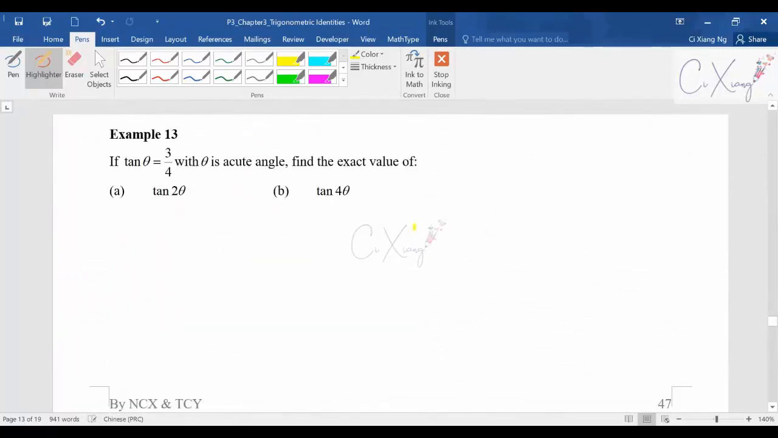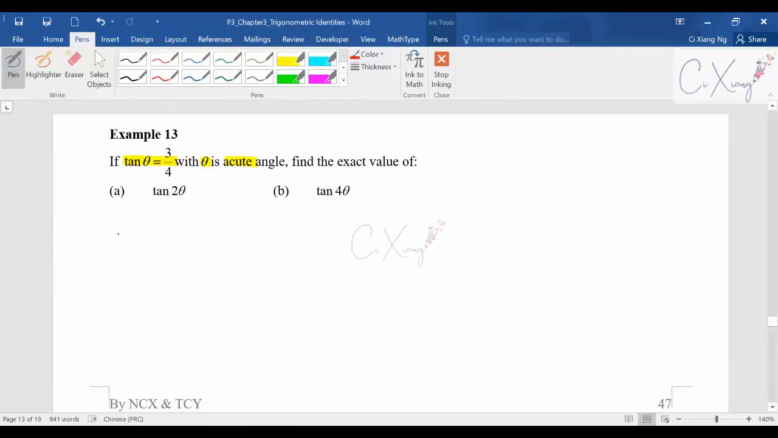Okay, so let's learn how to apply the double angle formula from the basic first. Alright, so for example 13, it is a very basic example for double angle formula. Okay, so first they give you tangent theta equals to 3 over 4. And then they tell you that the theta is acute angle. So acute angle means that when you put in the value, it should be always positive. Find the exact value of tangent 2 theta and also tangent 4 theta. Okay, so let us start with this.